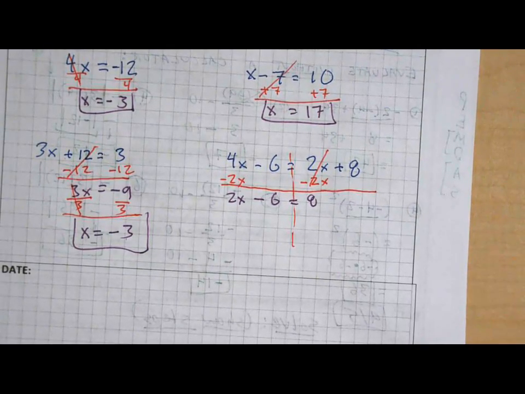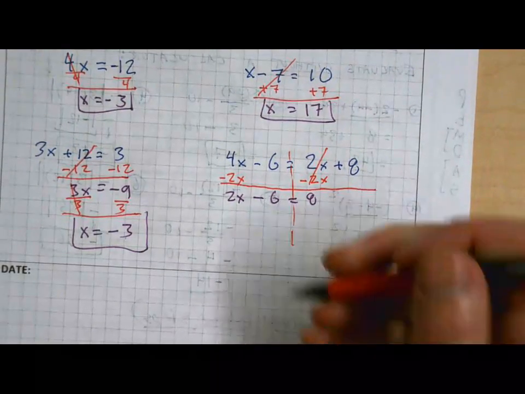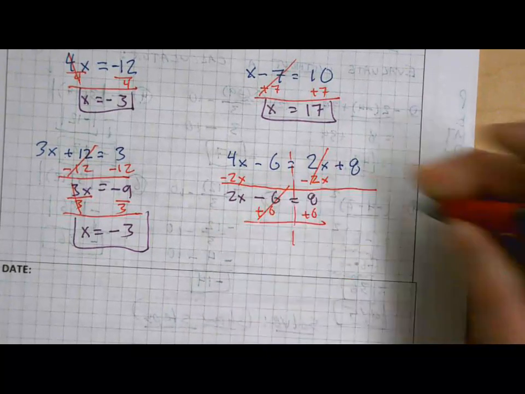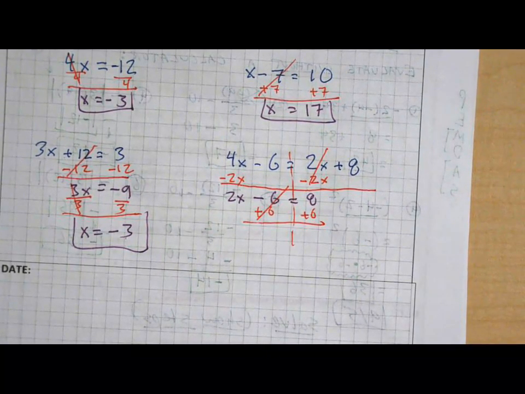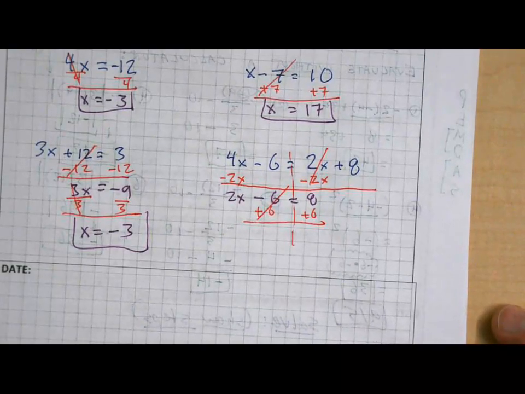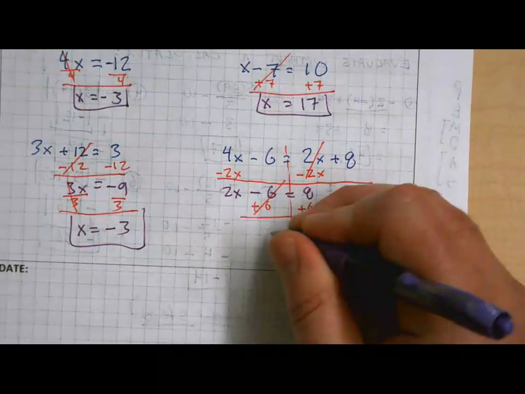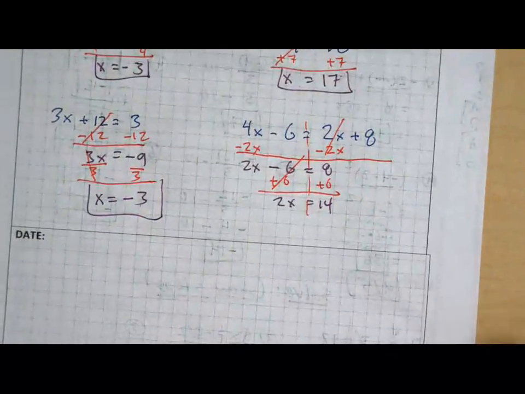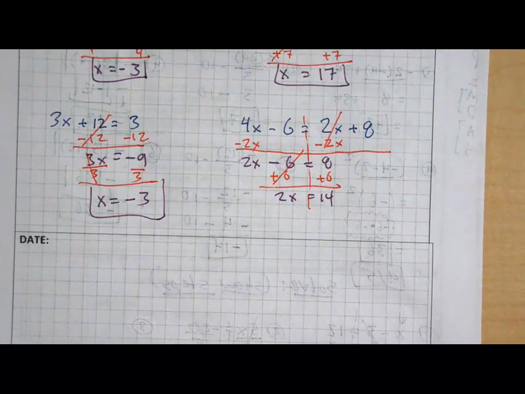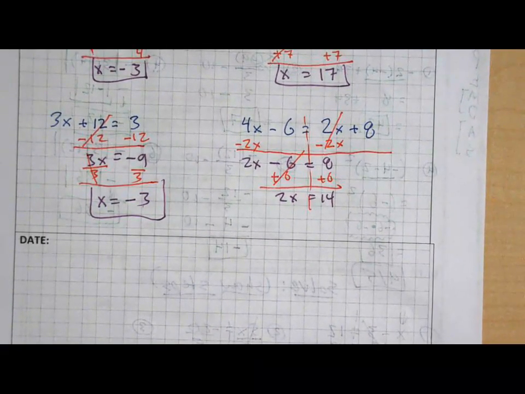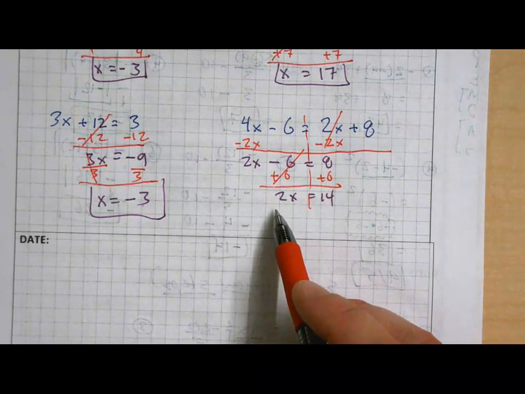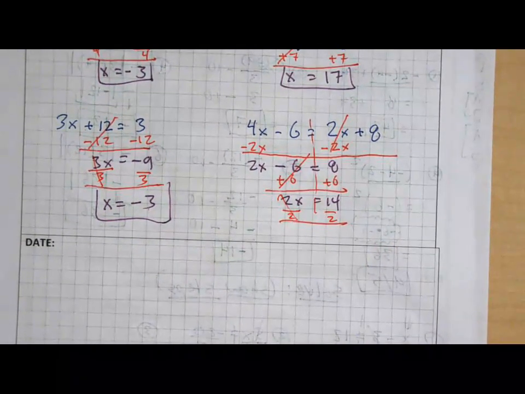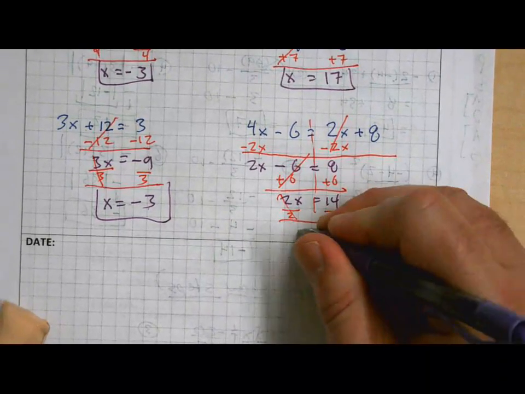So get rid of addition, subtraction first. So let's get rid of this minus 6 first. We'll do plus 6 on both sides. That leaves us with a 2x and a 14. And then we need to get rid of that 2. It's multiplying, so we will divide by 2 on both sides. And we get x equals 7.